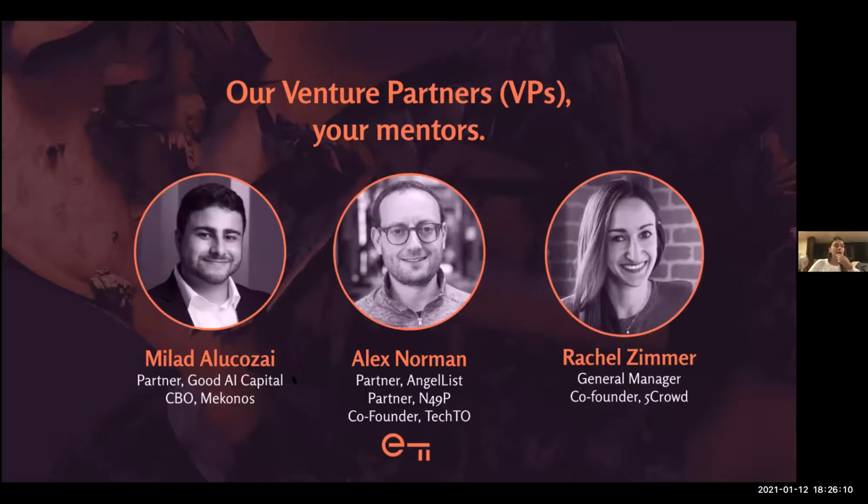First we have Milad, who is the founder of Mechanos, and he's also a partner at Good AI Capital. He's based out of Chicago, but very involved in the Canadian tech community. We have Alex Norman, who is a partner at AngelList, a partner at N49P, and a co-founder of TechTO, which you might be aware of. And then finally, Rachel, who's our general manager here at EF. She was also the co-founder of FiveCrowd.